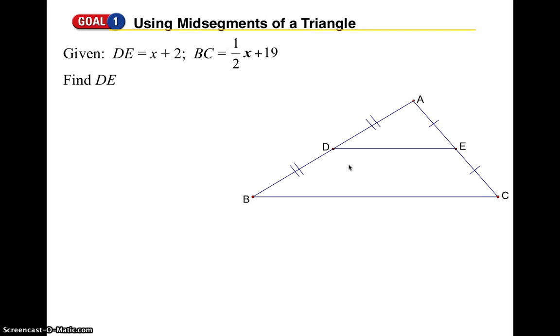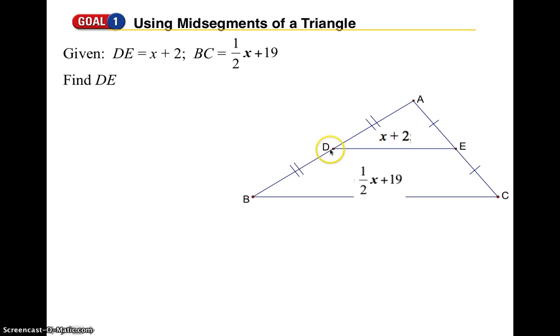And last example, and this is really what we're going to focus on in class. These particular problems have a little bit of algebra in them. Given that DE equals x plus 2 and BC equals half of x plus 19, find DE. So first of all, go ahead and label the things that they give us in the picture. They tell us that DE is x plus 2, and they tell us that BC is half of x plus 19. Now, from the picture we can see that DE is a mid-segment.